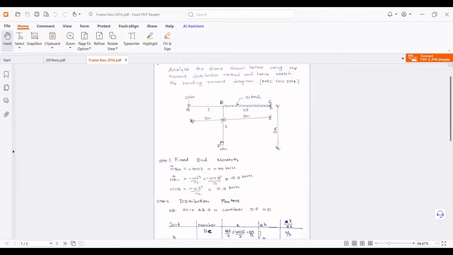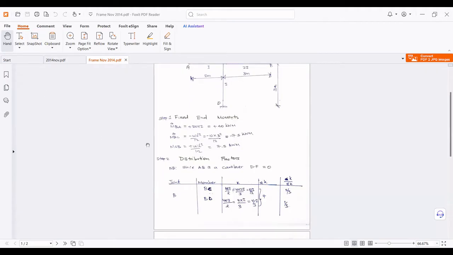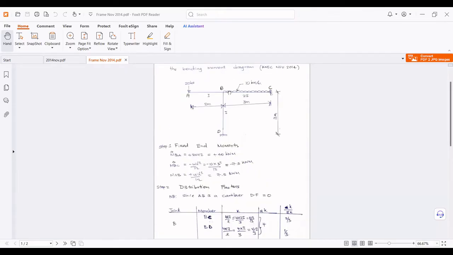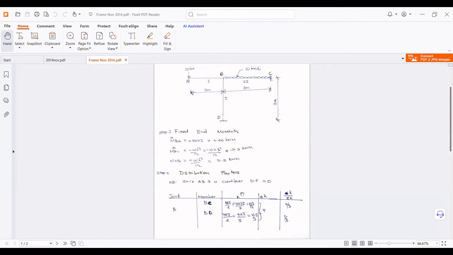So for this member BD, the moment of inertia is I, BC is 2I. When you're calculating this, when the far end is fixed, you use 4EI over L. When the far end is pinned, you use 3EI over L. So in our case, both ends are fixed. So we are going to use 4EI over L. If you substitute the values here, remember for BC, the moment of inertia is 2I. So you get 8 over 3 I. And here it's just I, you get 4 over 3 I. So if you add the two, you get 4I.